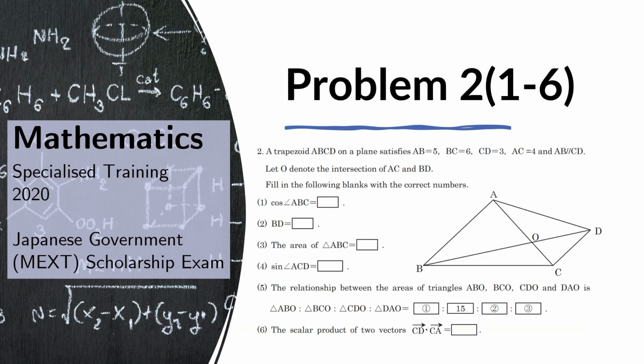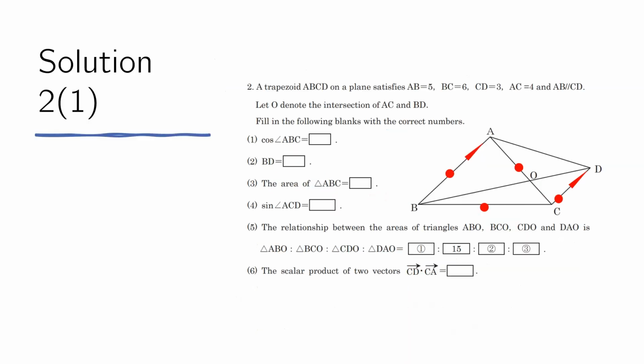Problem 2. A trapezoid on a plane satisfies AB equals 5, BC equals 6, CD equals 3, AC equals 4, and AB is parallel to CD. Let O denote the intersection of AC and BD. Fill in the following blanks with the correct numbers.